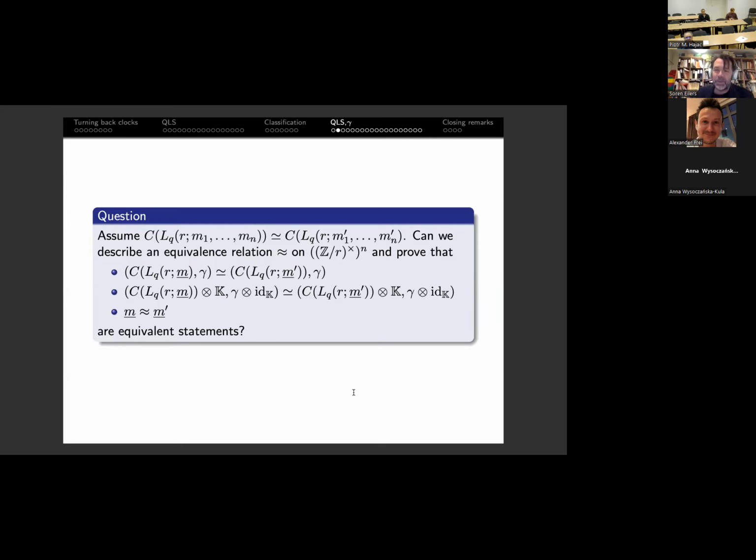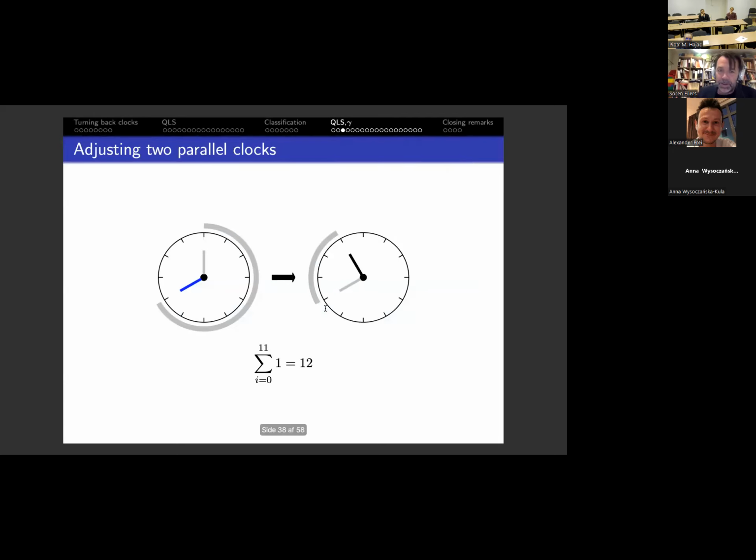And then I would like to come up with some sort of equivalence relation on all the possible tuples, right? So these are tuples of n numbers that are units mod r. And I want to sort of be able to say, by looking at the coefficients here, when I get the same C-star algebra up to stable isomorphism. Up to equivariant isomorphism. So this is returning to my clock problem.